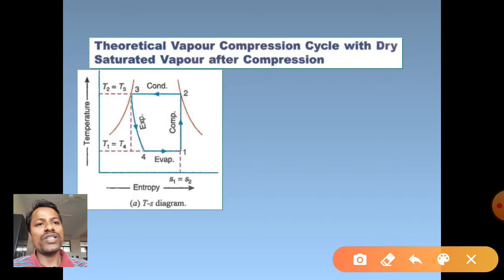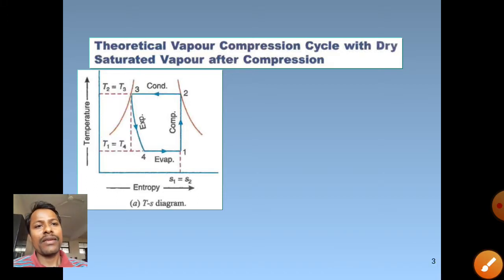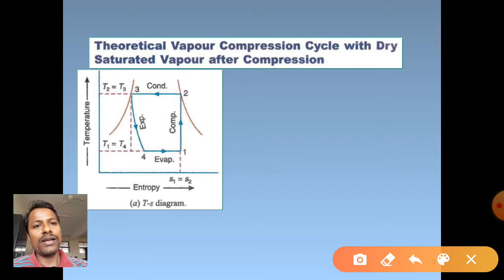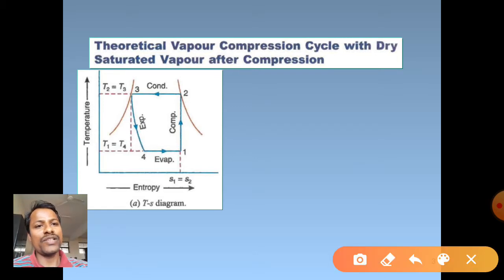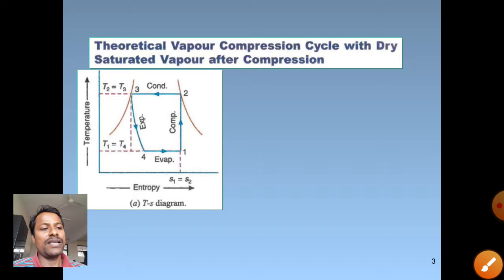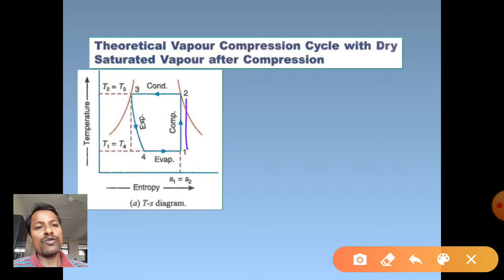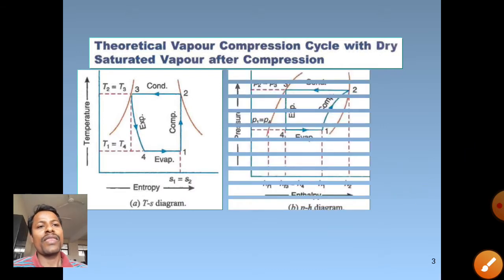Now after compression it starts condensing, so state 3 is represented on the saturated liquid line. After condensation it expands in an expander, then 4 to 1 is evaporation. This is the cycle that we represent, and we assume 1 to 2 is an isentropic process. So hence S1 is equal to S2.